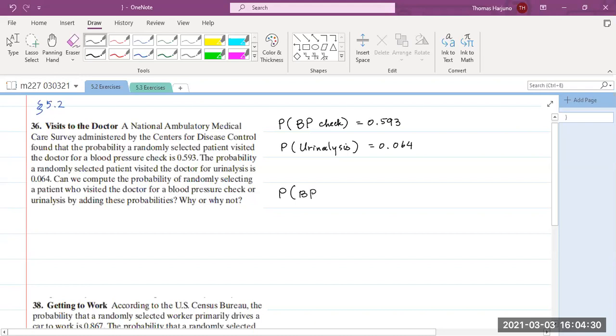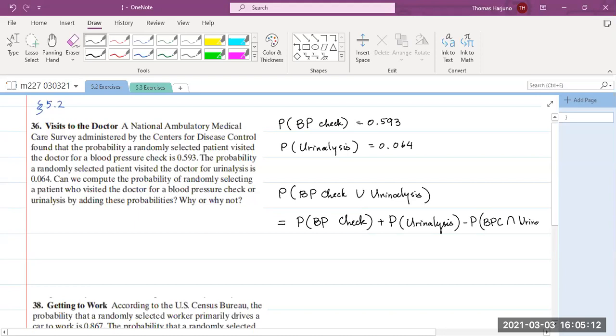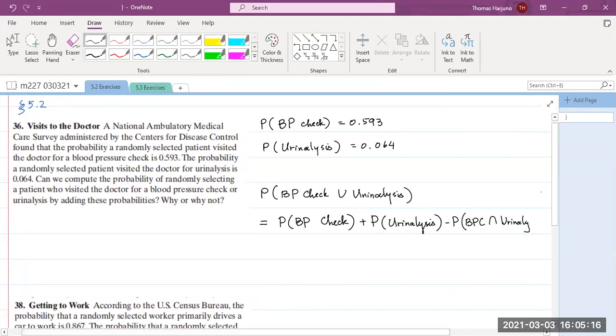Probability of BP check or union urinalysis, according to what we know, the inclusion-exclusion formula, this is probability of BP check plus probability of urinalysis minus probability of the intersection, BP check intersect urinalysis. That's what we know in general, right?